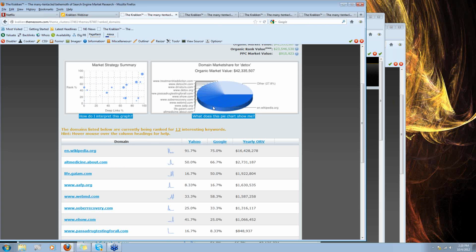So you're looking at Wikipedia as owning the vast majority of the money keywords in this market. The first person who's got a slice after that is about.com. Then you've got Gaiam, the first guys with a slice who are actually a monetized company. You've got AAFP, WebMD, Sober Recovery, eHow, and then detox.org. The vast majority of the people in this market, interestingly enough, are educational sites. So I'm not sure if that answered your question, Kevin. If not, ask it again.